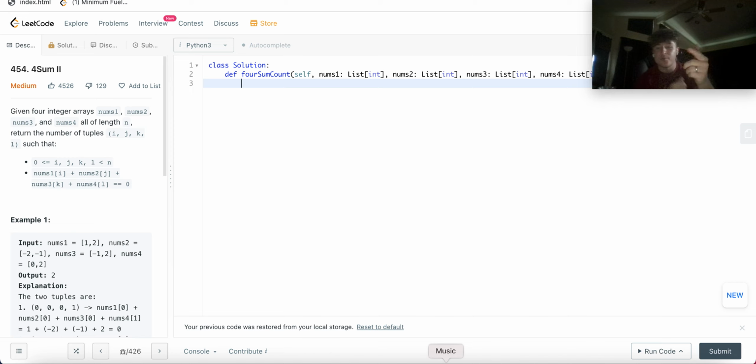Every single day there's another problem to do. This is 454 4Sum II.